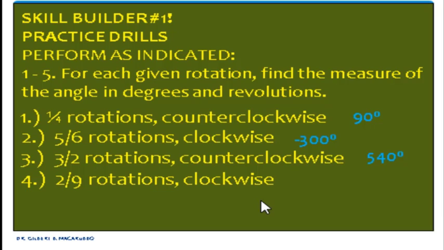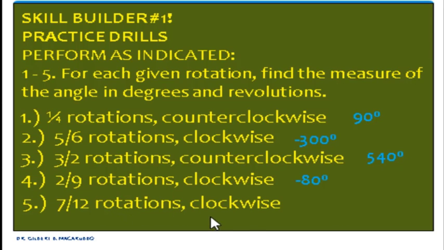2/9 rotations clockwise is a negative angle since it is a clockwise direction. 2/9 rotations is equal to 2/9 revolution. 2/9 times negative 360 is simply equal to negative 80 degrees. 7/12 rotations clockwise is a negative angle since it is a clockwise direction. 7/12 rotations is equal to 7/12 revolution. 7/12 times negative 360 degrees is simply equal to negative 210 degrees.